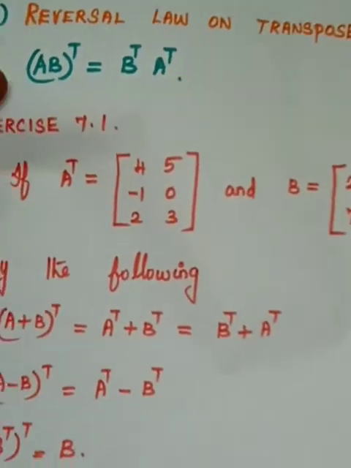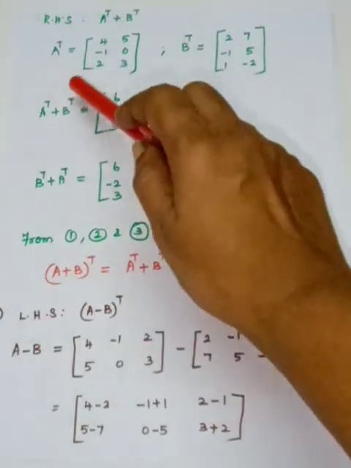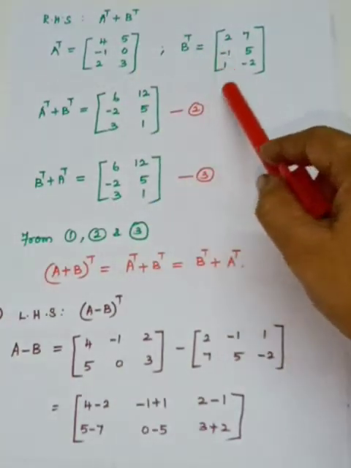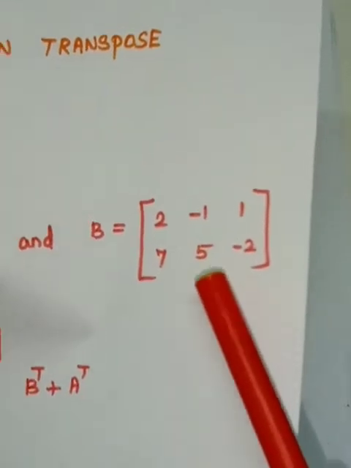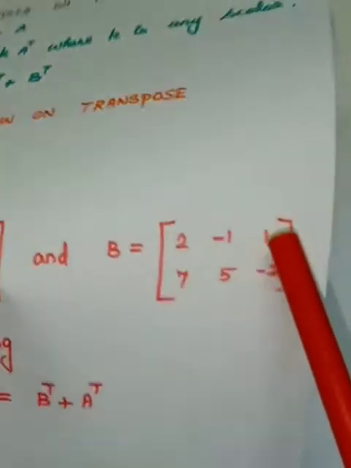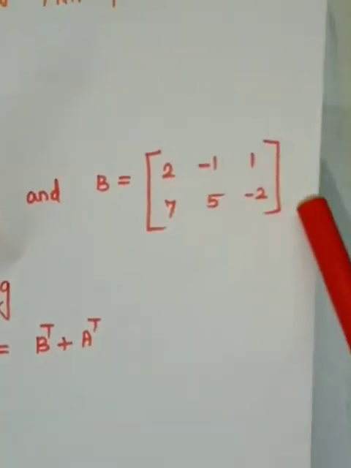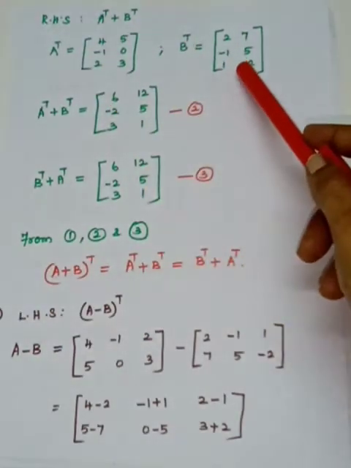We have to verify A transpose plus B transpose. So first we have to go for A transpose. It is given. So B matrix is given, you have to take the transpose of B. So take the first row, write as a first column. Take the second row of B and write as a second column. So A transpose, B transpose is there.